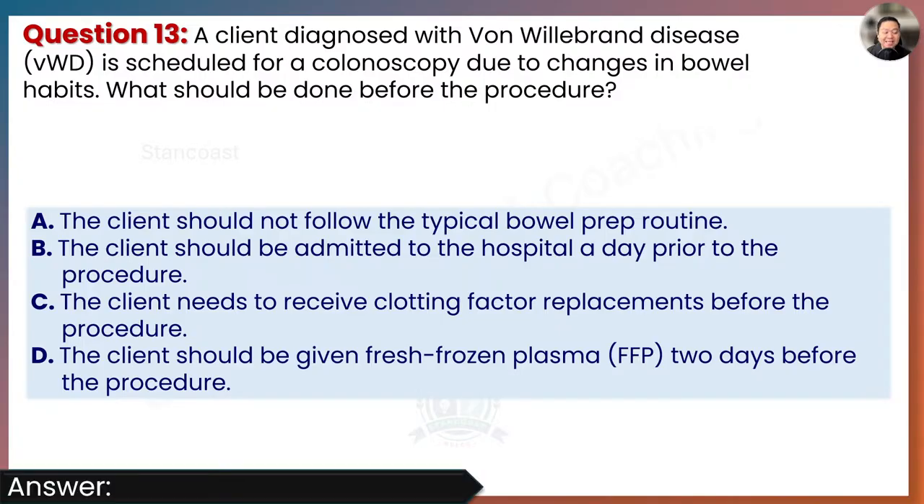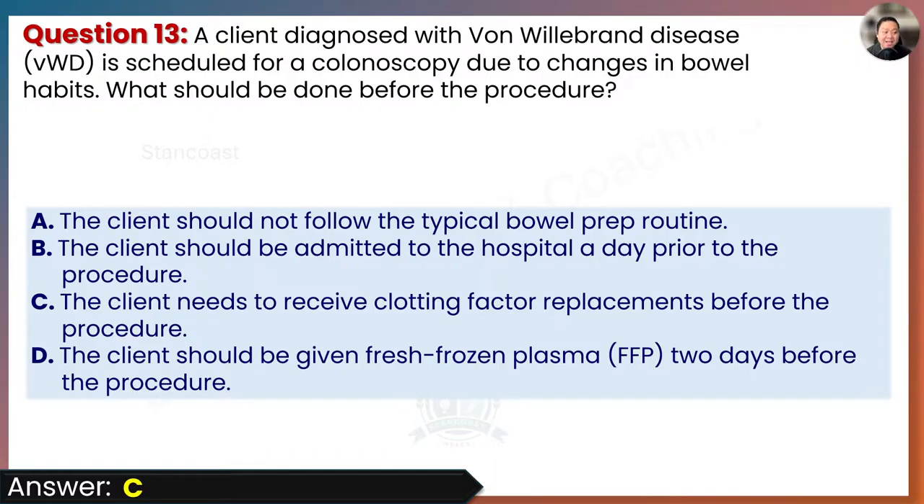The answer here is letter C, because in patients with von Willebrand disease, it is critical to replace those missing clotting factors, the von Willebrand factor, or let's say the clotting factor 8, before any invasive procedure to minimize any bleeding risks. And this preparation ensures the patient's safety during the colonoscopy.